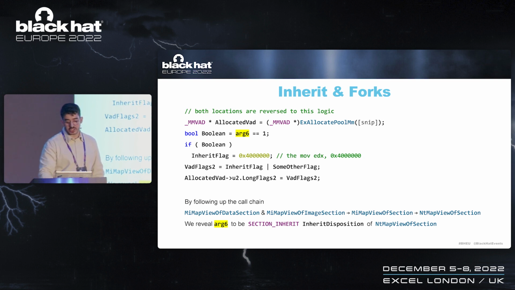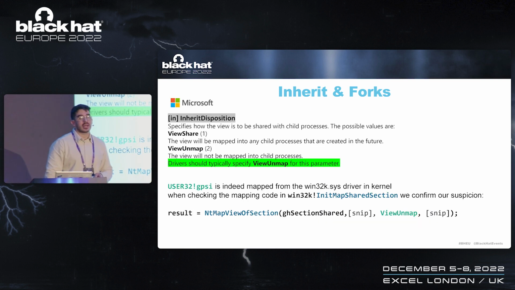Okay? This thing I can check in Google. It's an API. And when I check it, I get that InheritDisposition is defined in this way: it specifies how the view is to be shared with child processes. The possible values are ViewShare, the view will be mapped into any child processes that are created from this parent process, or ViewUnmap, the view will not get mapped into child processes. Sounds like exactly what I'm messing with. And we even have a recommendation from MSDN: drivers should typically specify ViewUnmap for this parameter. So this is exactly what's happening.